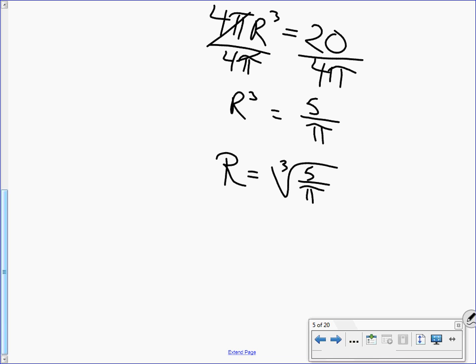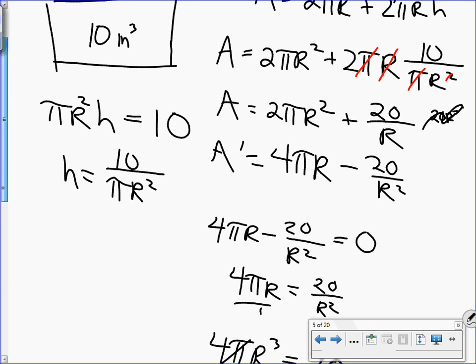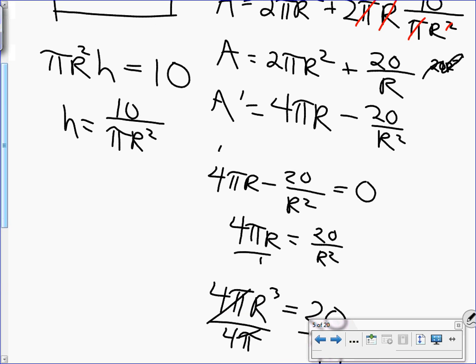Uh-oh, what if this gave us a maximum surface area? We better check. 5 over pi, let's say it's like 5/3. The cube root is going to be between what two numbers? Cube root of like 5/3 is greater than 1, less than the cube root of 8, some number between 1 and 2. So we knew the radius had to be greater than 0, and we had the cube root of 5 over pi, a number between 1 and 2.